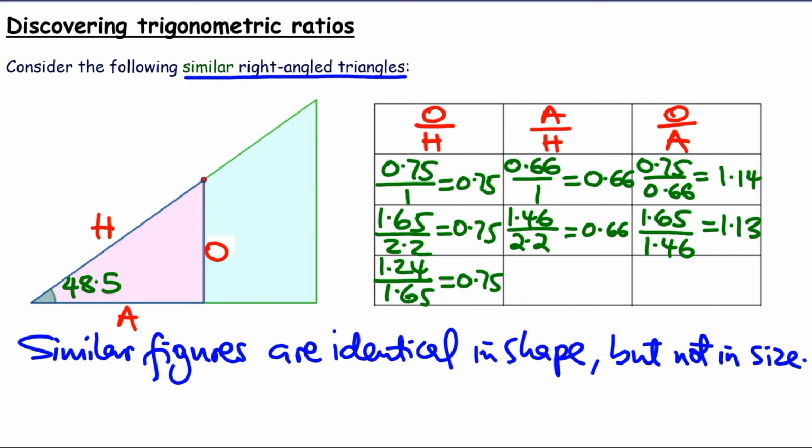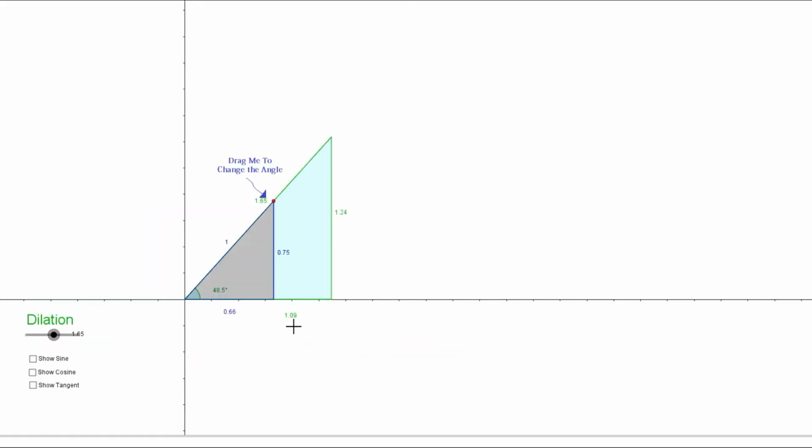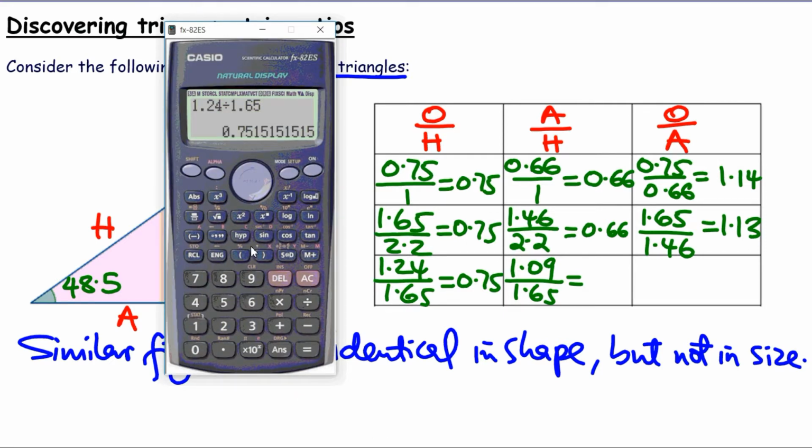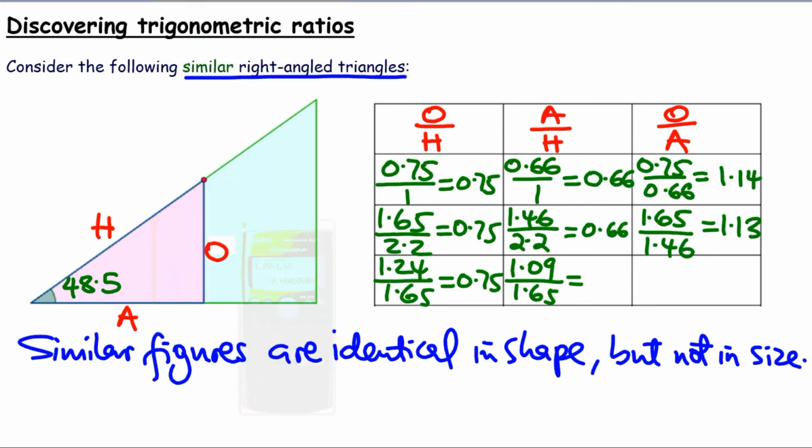Again, on the same diagram, my adjacent is 1.09 and then 1.65. So 1.09 over 1.65. Let's plug that in the calculator and see what happens. So 1.09 divided by 1.65, and what we end up with is 0.66. So 0.66. All right, let's carry on.